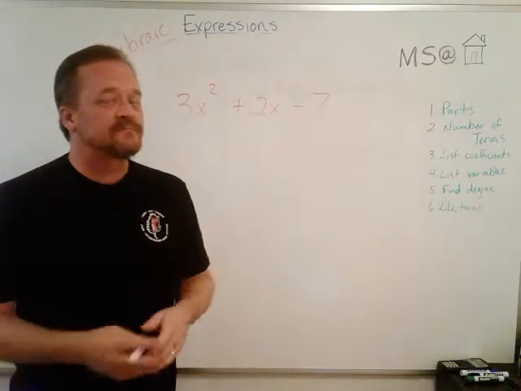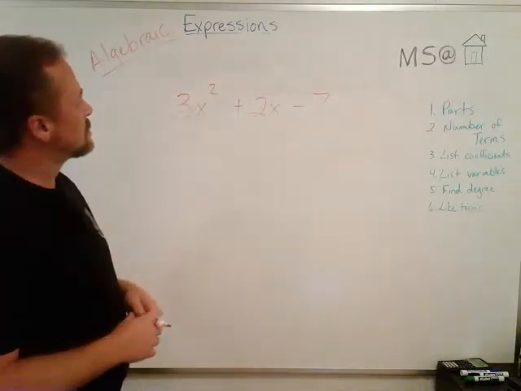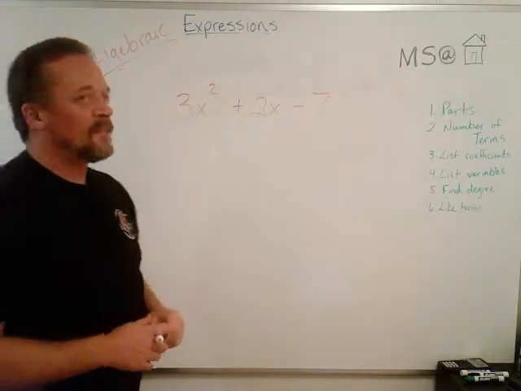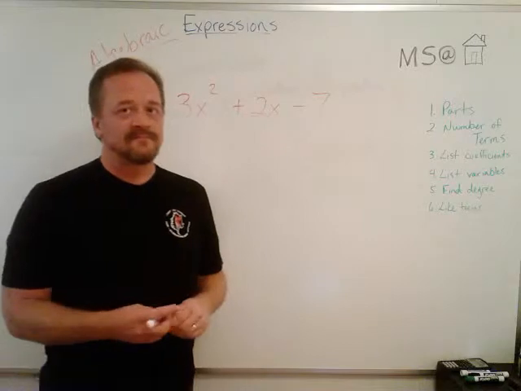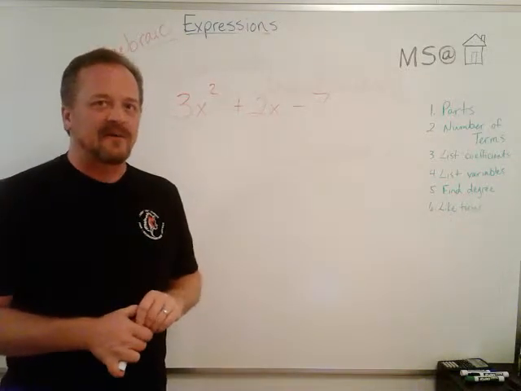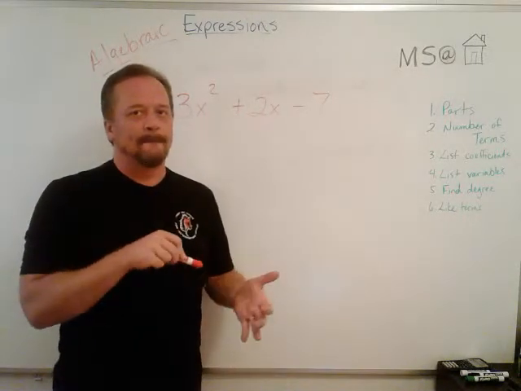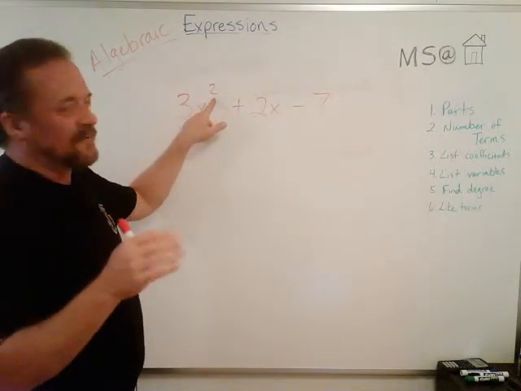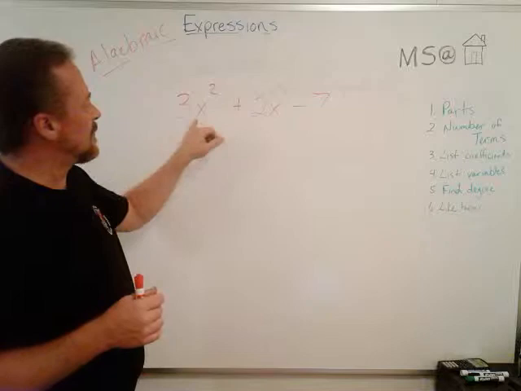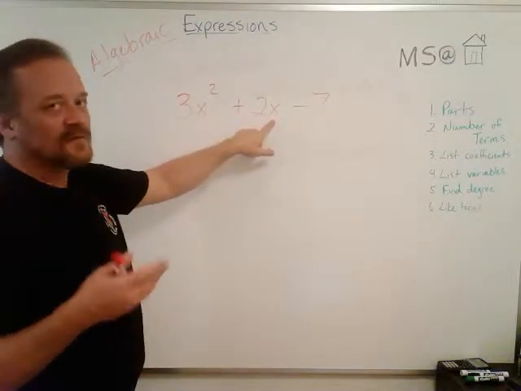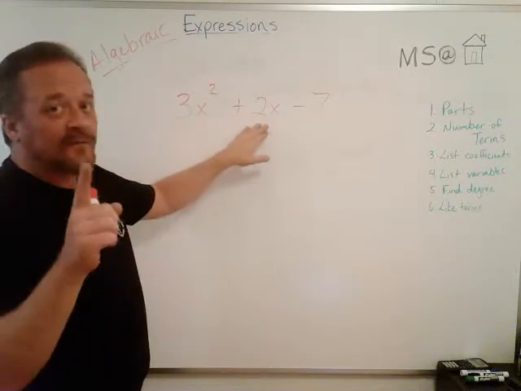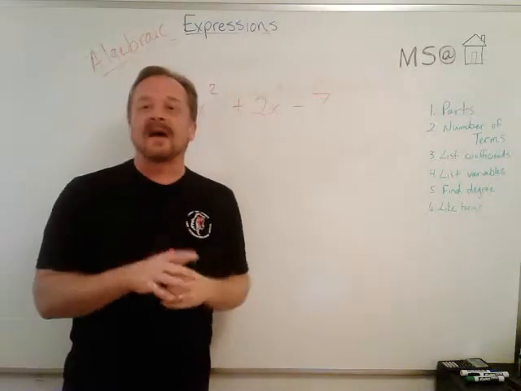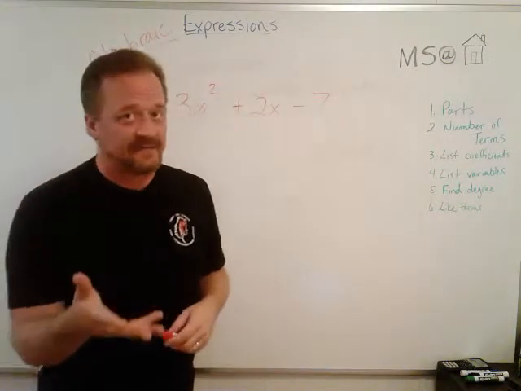How many terms? 1, 2, 3. How many variables? That's kind of a tricky one. How many different variables are there? Just because x is squared here doesn't make it different from this x. Okay, they're both x. Now we'll talk a little bit more about how these two are different in a minute, but for now, these are both x. So this expression only has one variable, and that's x. Okay?